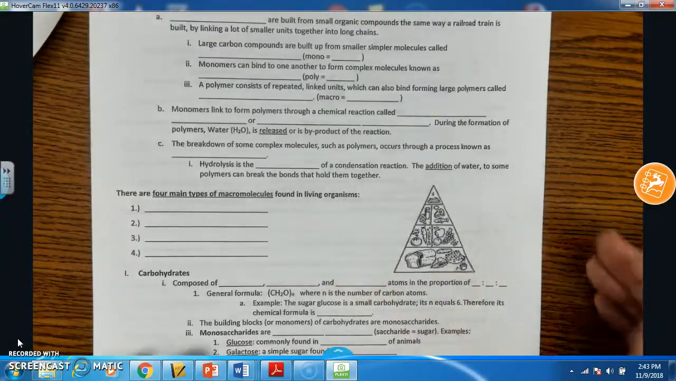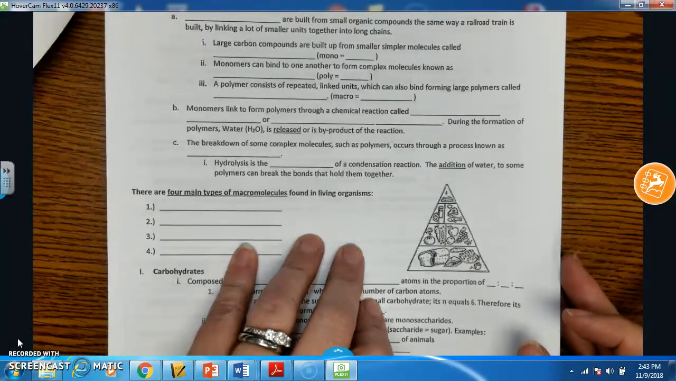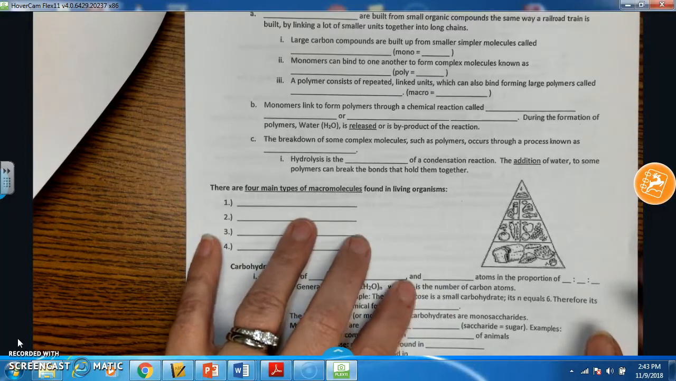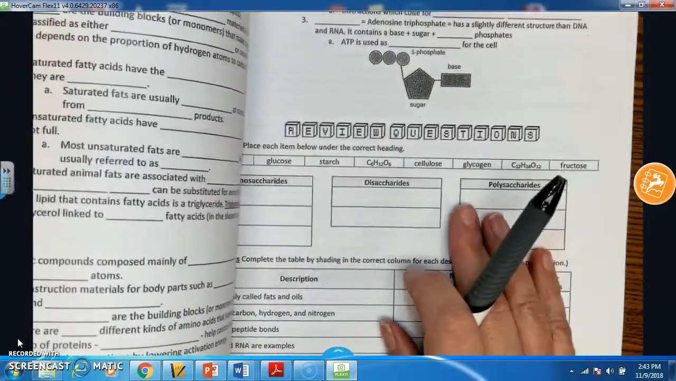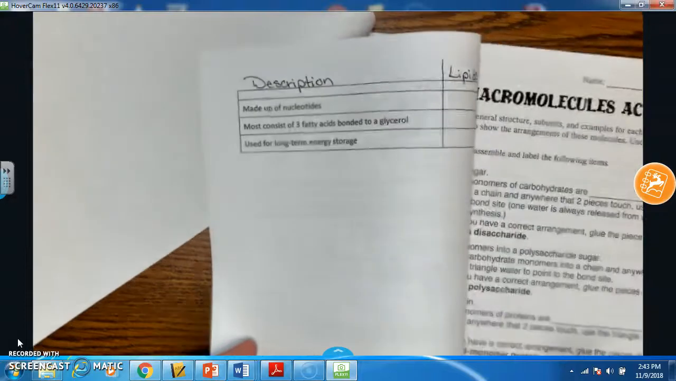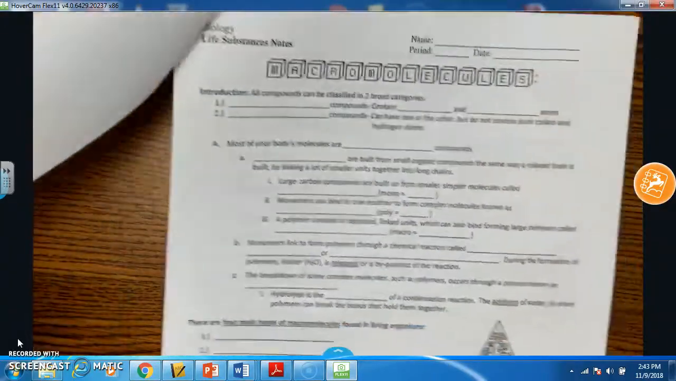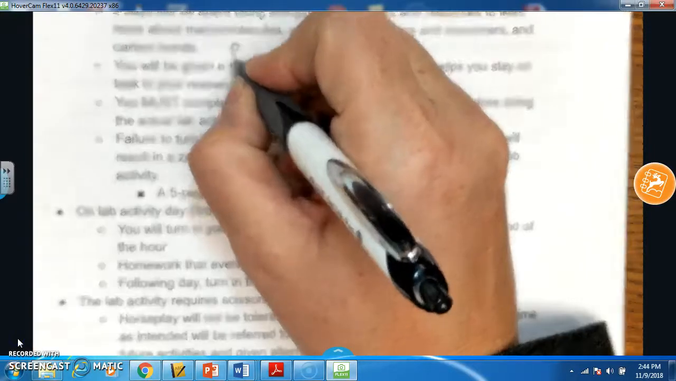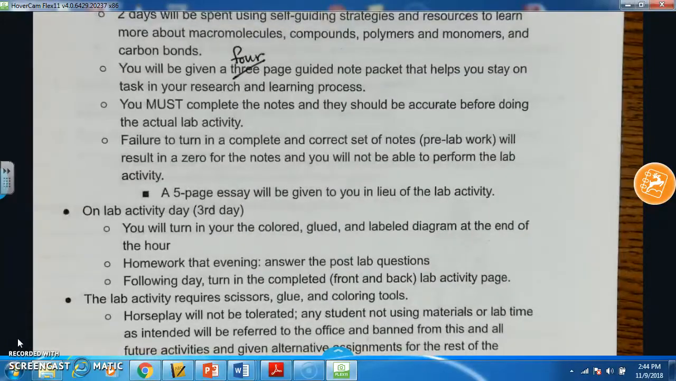But what you will be doing for 2 days in class, and if you need extra time, you'll need to do this for homework. If you don't need extra time, in class should be fine. But you have 1, 2, 3, I lied, 4 pages, so it's not a full 4th page, of notes that you will have to take, and you will only have 2 days to complete that. Clearly, please change on yours that it's a 4-page guided note packet.